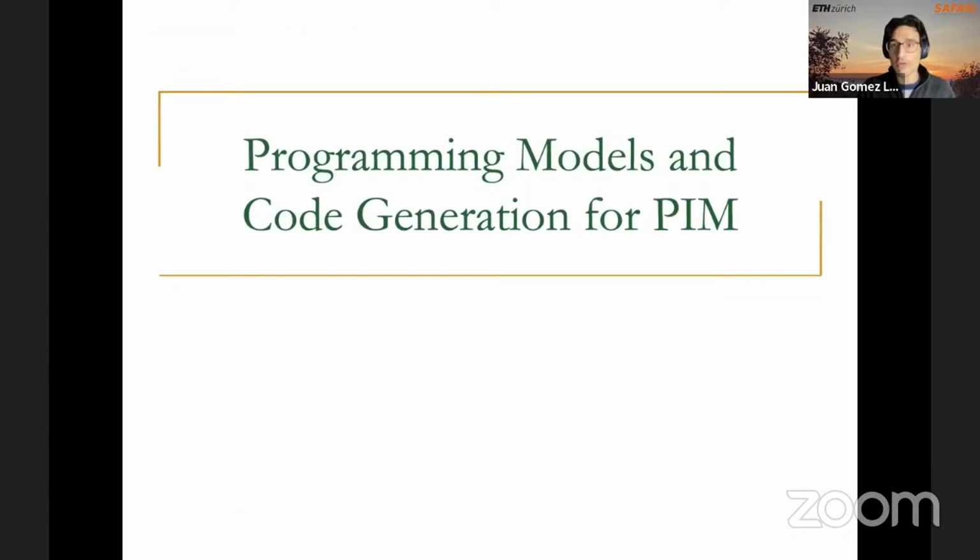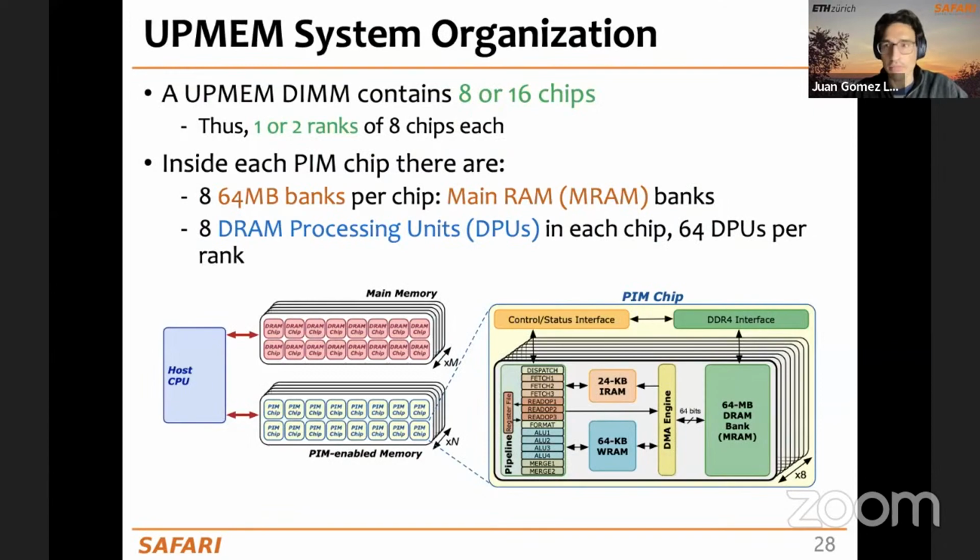Okay, so after we have covered, let's say, the real-world examples and prototypes, we also talk in this course about how to program these architectures. Very briefly, I remind you about the UPMEM PIM system. Remember that the UPMEM PIM system contains a main memory that is a conventional DRAM that keeps working as the main memory of the host CPU, and we also have the PIM-enabled memory.